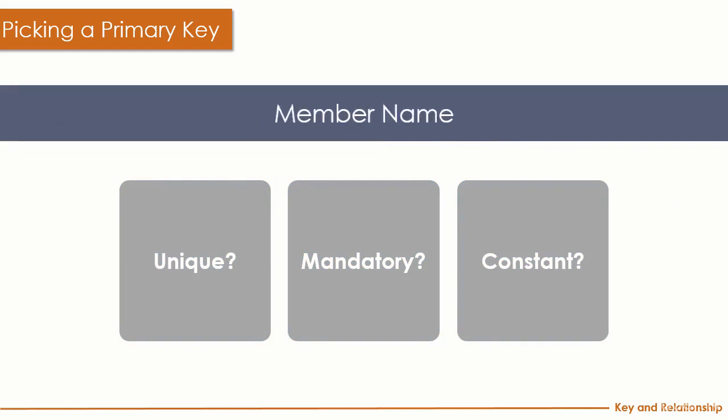Let's check each column. The member name: is it unique? May not be. We see Nancy Ward repeated. Is it mandatory? Yes. Is it constant? Yes, at least we will not change our name so often, but it's not unique, so we can't use it as a primary key.